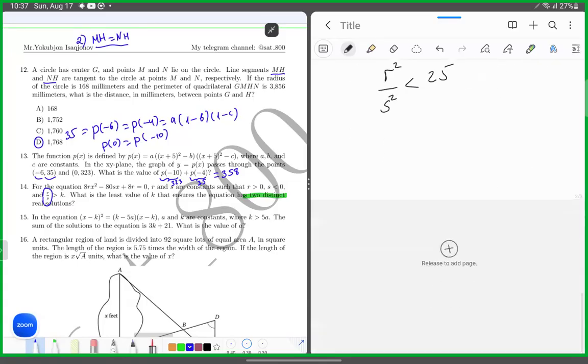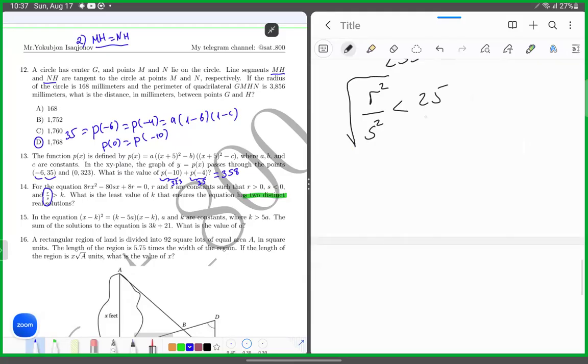Here is a point, guys. We should solve this inequality. For solving this, I will take the square root of both sides. If I take the square root, you must know the rule that the square root of x squared is always equal to the absolute value of x. It means the absolute value of r over s is less than 5. Okay, conclusion.